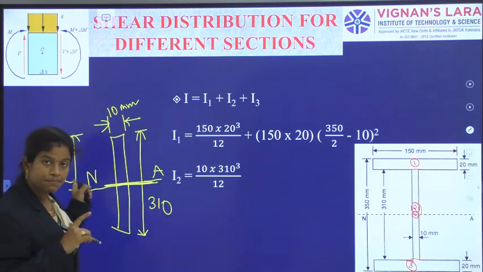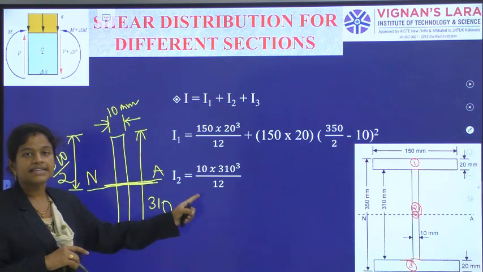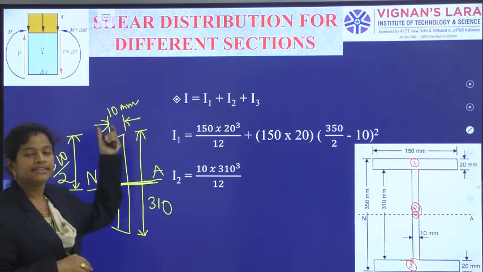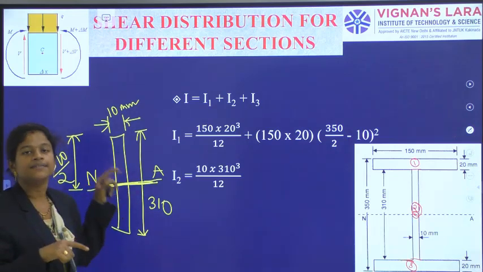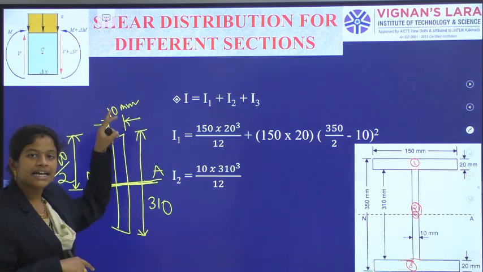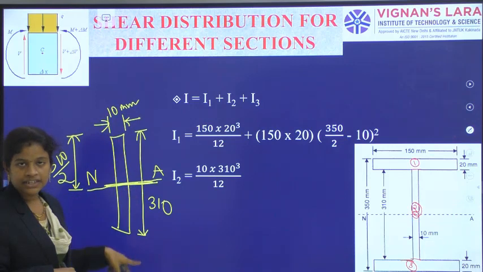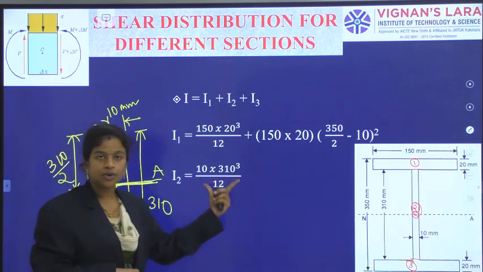Which measurement is parallel to the axis? NA is the axis line and the measurement 10 is parallel to NA. That's why B is 10, and depth is 310. Okay, 10 into 310 cube divided by 12.